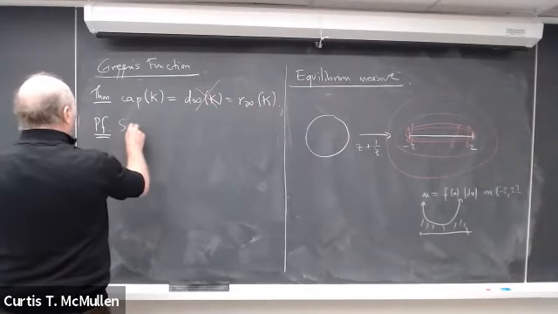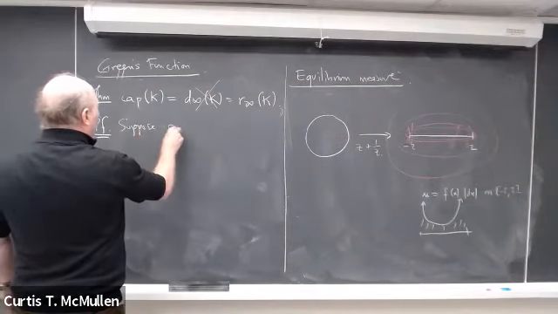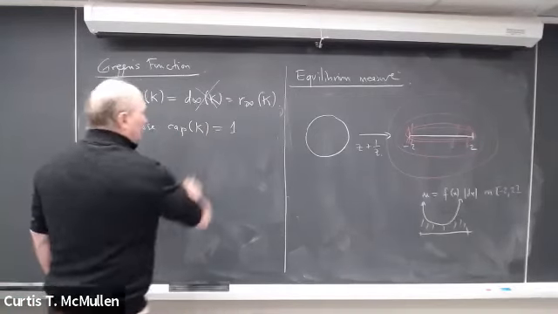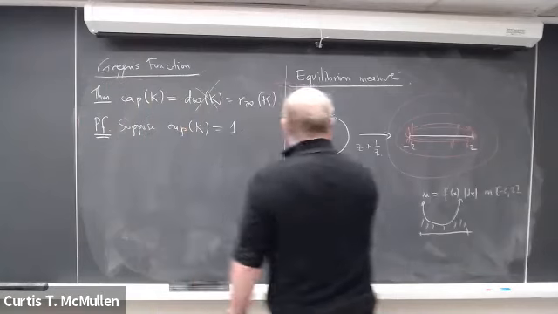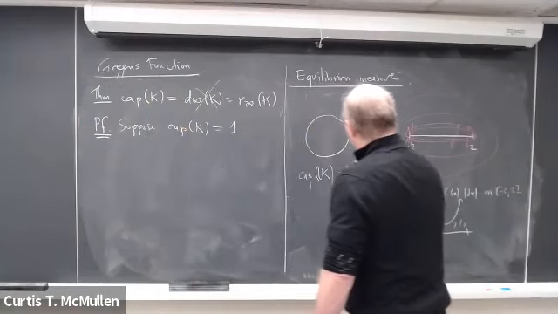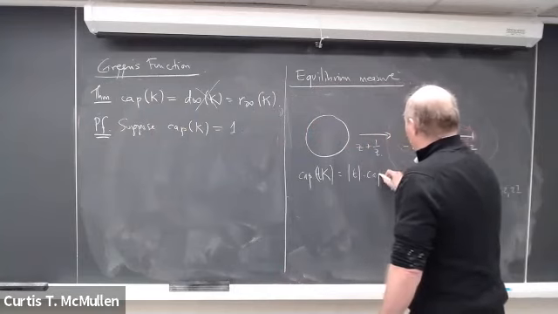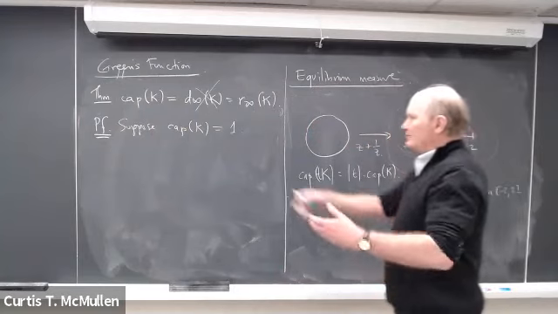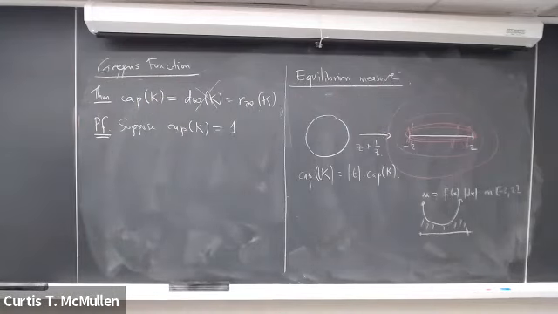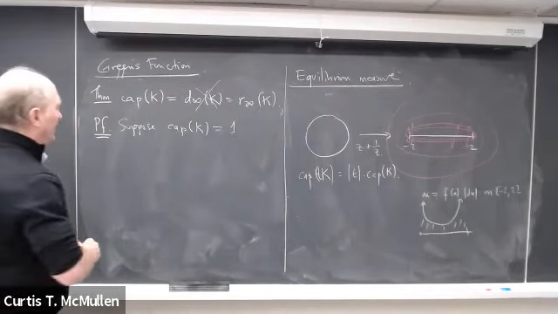So let's suppose the capacity of K is equal to 1. By the way, you can check from our definitions that, like the other functions, the capacity of T times K is the absolute value of T times the capacity of K. So you can always rescale K. Both sides will scale by the same factor. So we might as well reduce to the case where the capacity is 1.